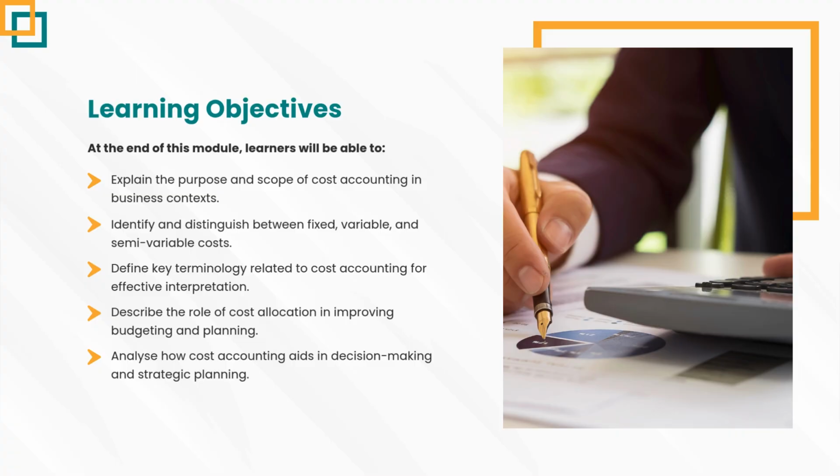Learning objectives. At the end of this module, learners will be able to explain the purpose and scope of cost accounting in business contexts, identify and distinguish between fixed, variable, and semi-variable costs, define key terminology related to cost accounting for effective interpretation, describe the role of cost allocation in improving budgeting and planning, and analyze how cost accounting aids in decision-making and strategic planning.